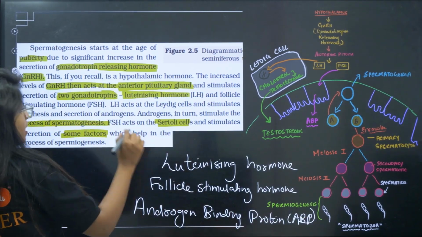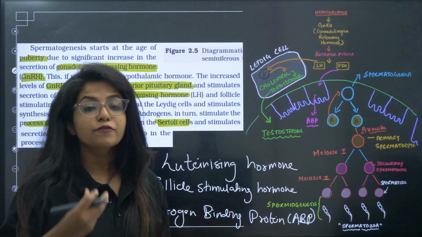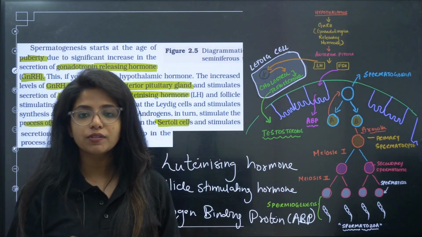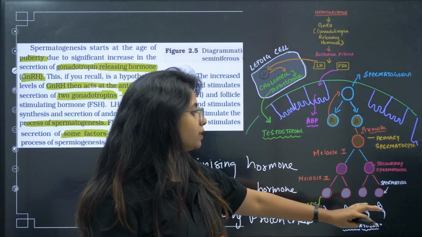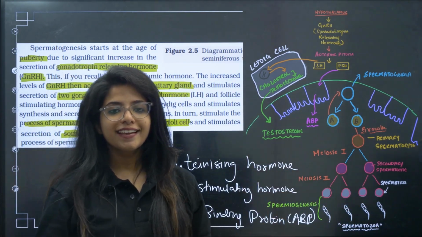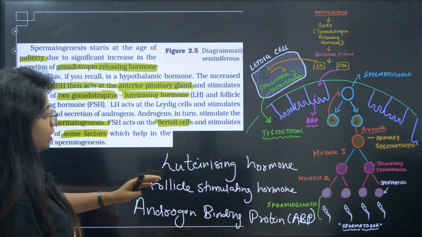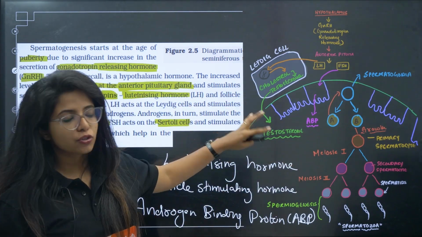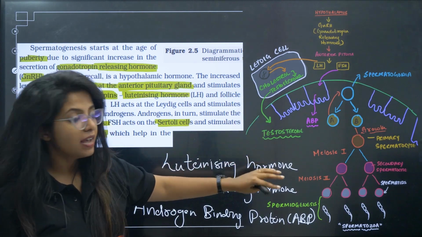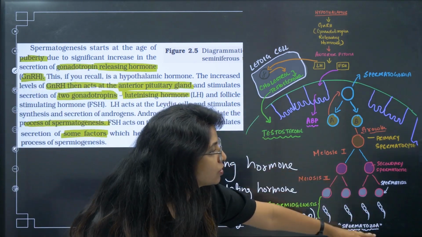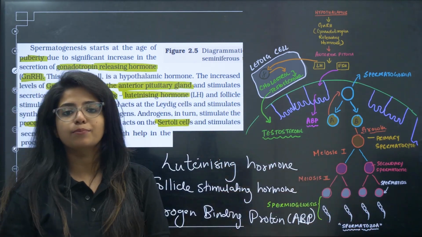ABP, which helps in the process of spermiogenesis. What is spermiogenesis? The transformation of spermatids to spermatozoa. I hope it is clear. Obviously, if the ABP is not released, the testosterone won't be here, and if it is not here, this particular process will be majorly hampered.